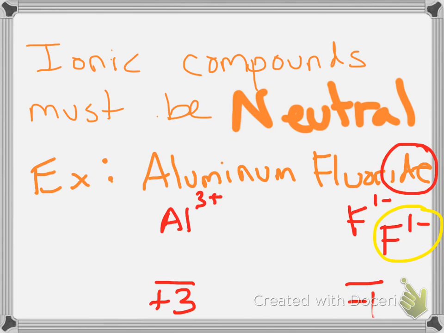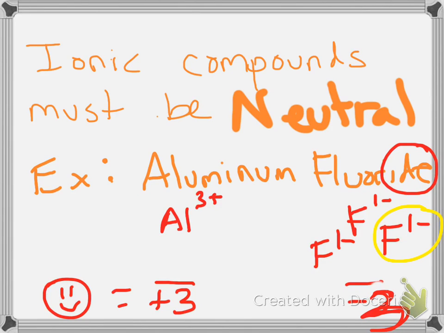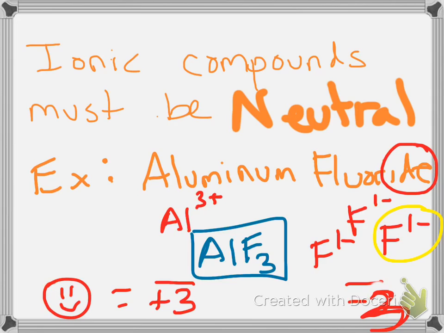So now I would have a -2 charge. Again, I'm still not balanced, so I would need 1 more fluorine, and that would give me a -3 charge, and a +3 and a -3 equals 0, so this is neutral, so that's great. And now we write our chemical formula. Because I have 1 aluminum, I just write Al, and because I have 3 fluorines, I write F3. So that's my chemical formula.